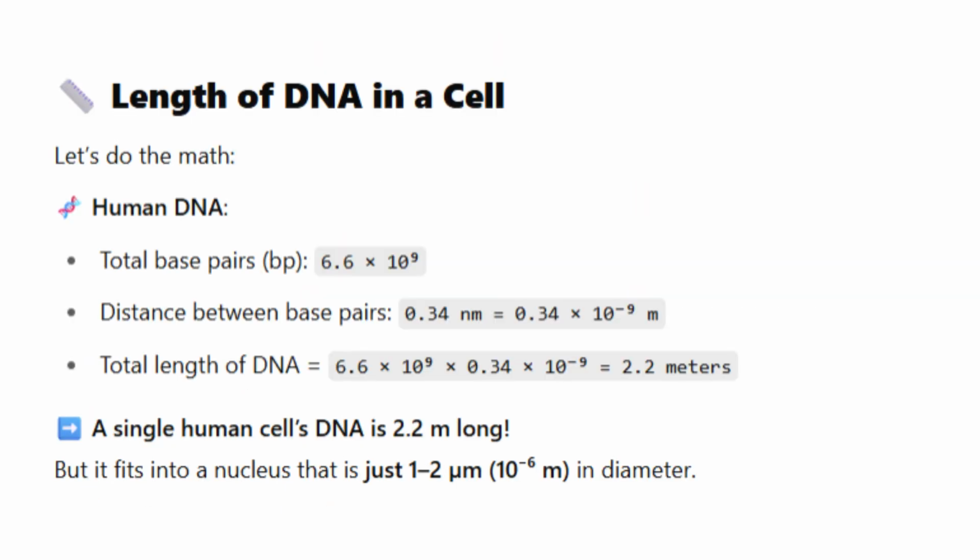Length of DNA in a cell. Let's do the math. Human DNA. Total base pairs: 6.6 times 10^9 bp. Distance between base pairs: 0.34 nanometers equals 0.34 times 10^-9 m. Total length of DNA equals 6.6 times 10^9 times 0.34 times 10^-9 equals 2.2 meters. A single human cell's DNA is 2.2 m long, but it fits into a nucleus that is just 1 to 2 μm, 10^-6 m, in diameter.